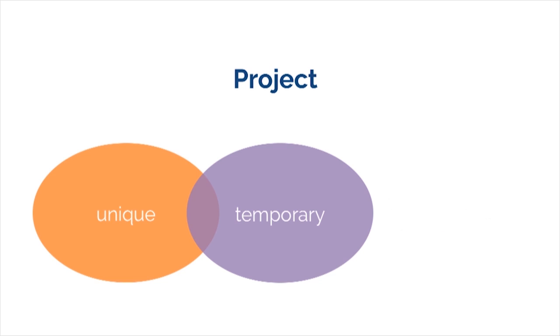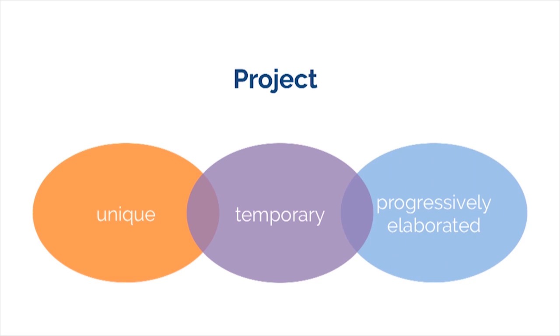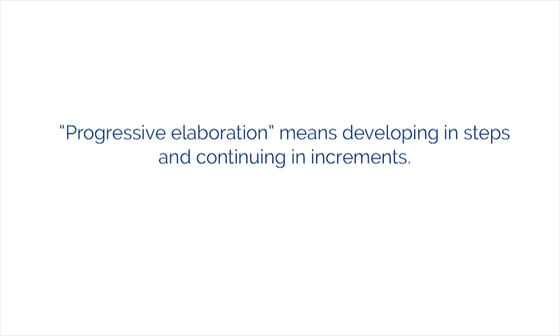And third, a project is progressively elaborated, which means we describe the project scope very broadly early in the project, and then we make the scope more explicit as the project progresses. This definition you'll hear most often for this term, progressive elaboration, which means developing in steps and continuing in increments. Essentially, it means developing something in incremental steps. The project plan will be broadly defined to start and will get more accurate, detailed, and explicit in an incremental fashion as you begin to understand more about the project deliverables and objectives. The result is a more accurate and complete plan. So again, a project is unique, temporary, and progressively elaborated.